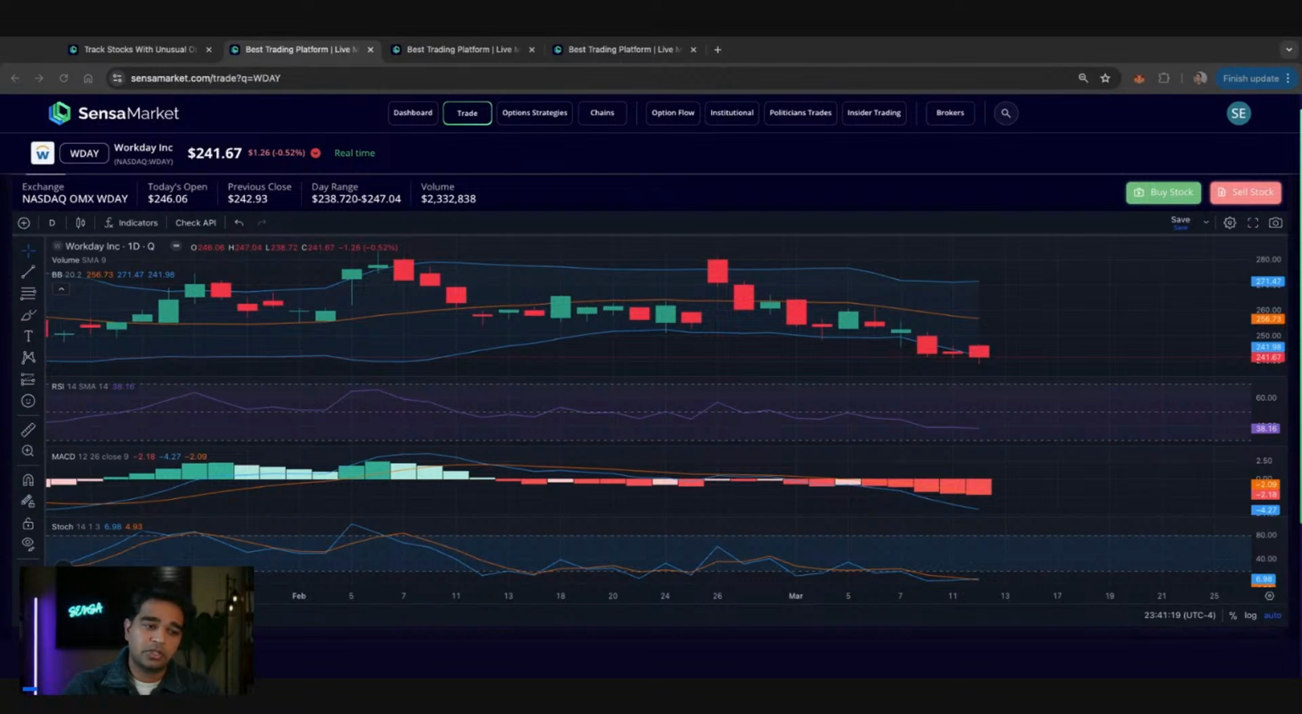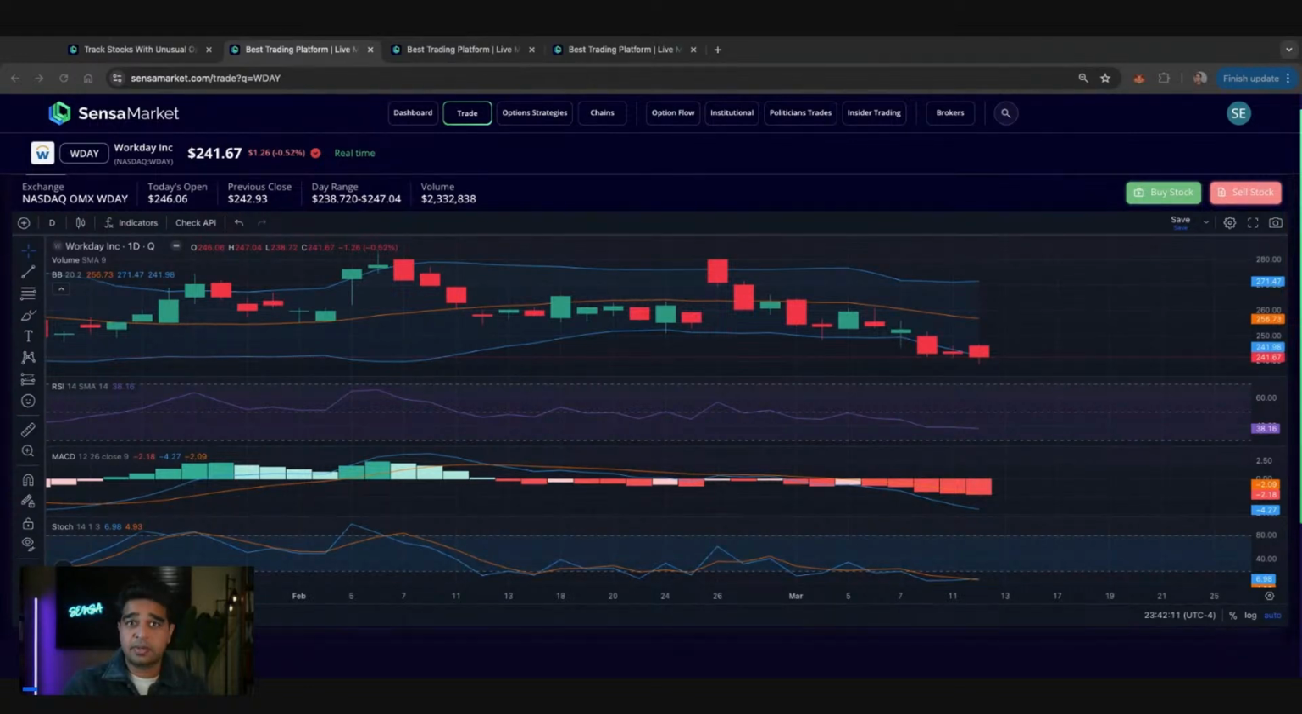The volume, which is right over here, shows there's been an uptick in selling volume as Workday broke its trend line, indicating that the bears are gaining control. These indicators collectively paint a picture of this stock transitioning into a downward trend.